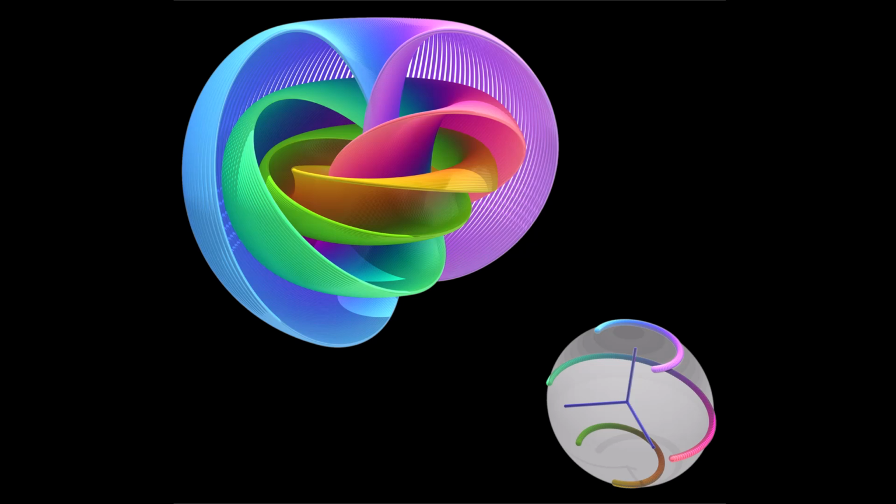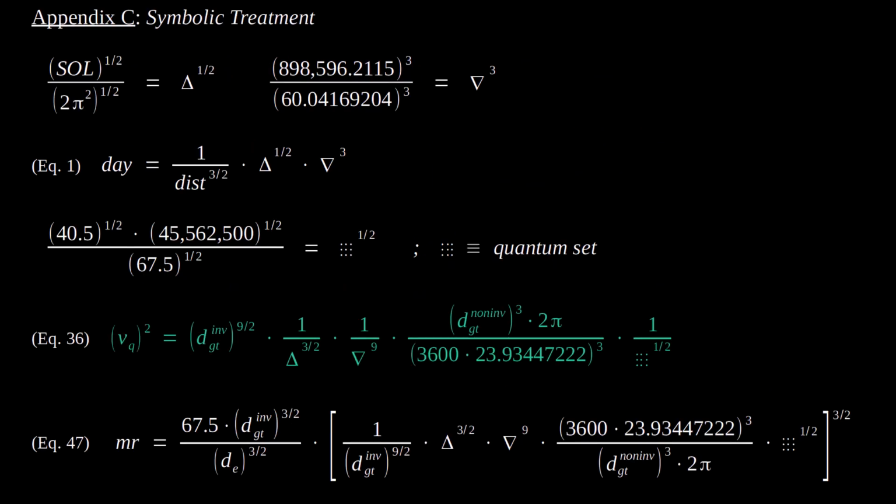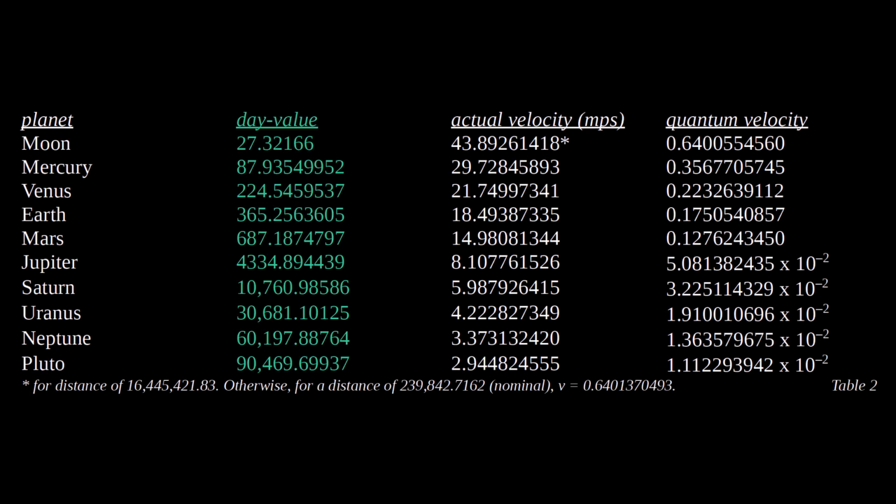So if you take the marker distance in whatever form, it's always going to give you the same value. These 3 derivations all give the same value. Multiply that by 2 pi to get a circumference, and then divide by the quantum velocity, which is this thing up here, you will get the day value, the orbital value for the planet that you're solving for, which is pretty damn cool.